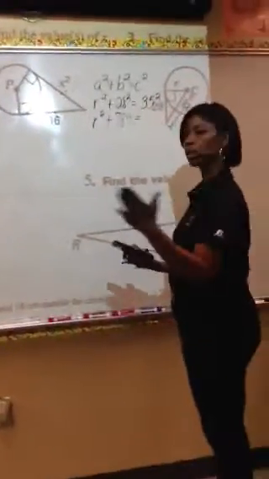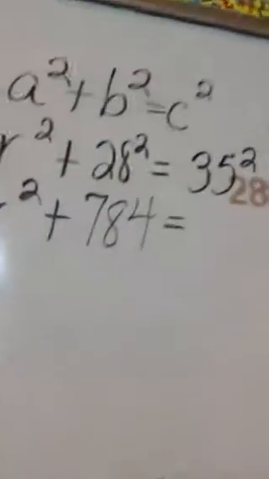And then I need you to come closer. Get up and come closer so they can see this. Okay? And then we want to take 35 and square it. Don't play with me, Landon.